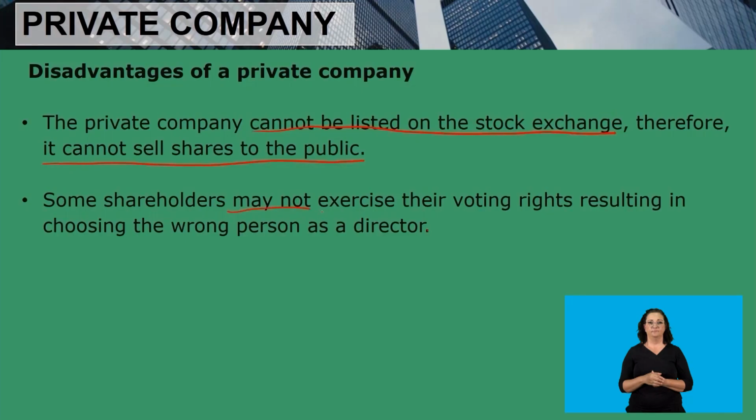Some shareholders may not exercise their voting rights, resulting in choosing the wrong person as the director. When it's time to vote for directors, the people who will manage the company on behalf of the shareholders, you may find some shareholders not exercising their voting right, and that could result in the wrong person being chosen as director of the company, because shareholders did not vote when they were supposed to.